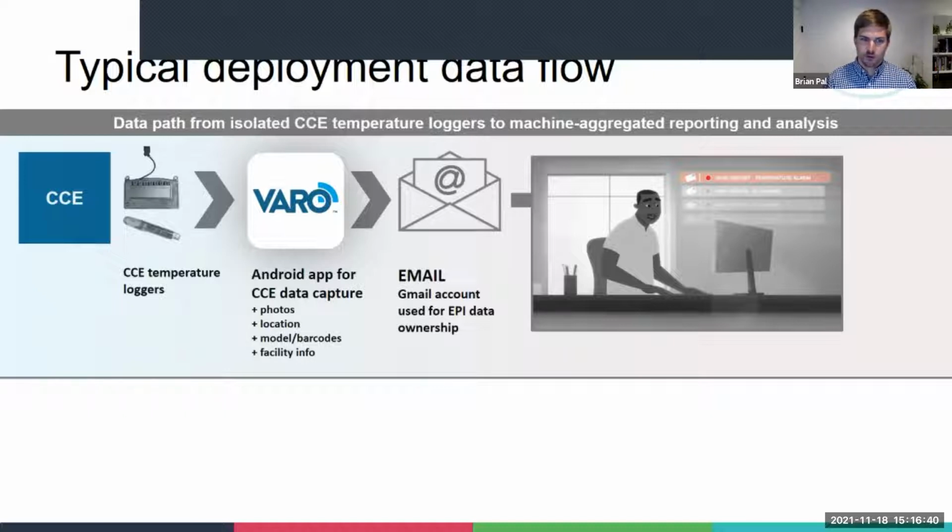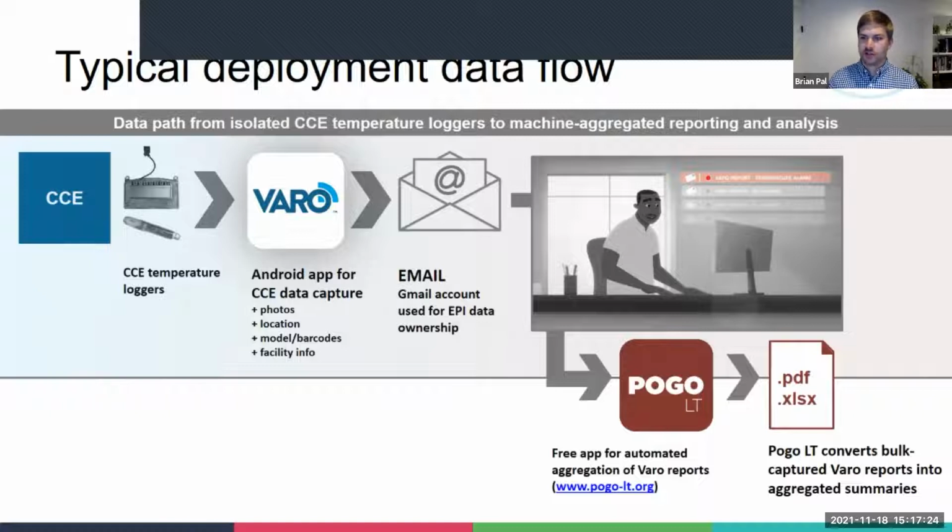On this graphic, we can see how that works, where the temperature logger lives inside the fridge. Varo is used to download data from that temperature logger. Additional data is added there, including photos, location information, make and model information, as well as facility information. And then that data is transmitted via email to wherever the user within Varo specifies. So there's no channeling of data to the developers or anybody else. It's just to the user, to the email address that the user enters. So typically this would be a Gmail account that is set up for EPI data ownership. And then managers or colleagues within EPI can view those reports directly in that Gmail account. Next slide.